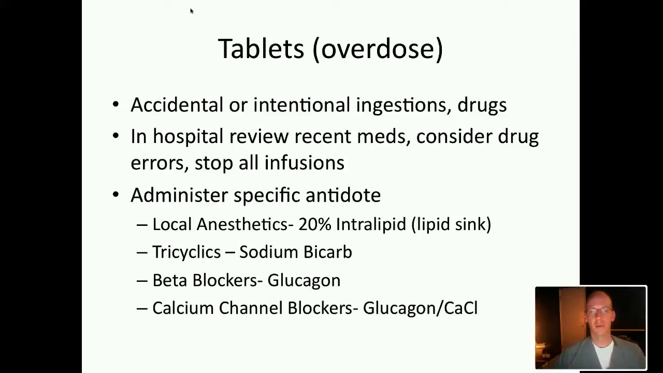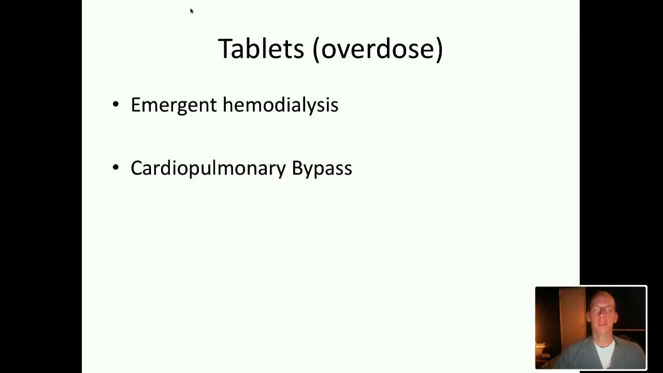Tricyclics, you're going to use sodium bicarbonate to change the pH balance. Beta blockers, you can use glucagon. Calcium channel blockers, you can use glucagon or calcium chloride. These are all potential options. Once again, consider emergent hemodialysis or cardiopulmonary bypass.